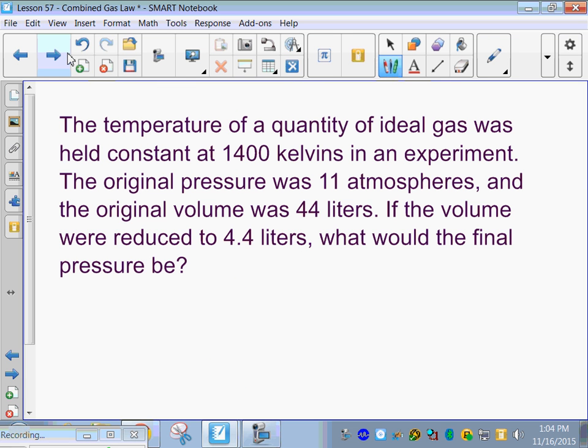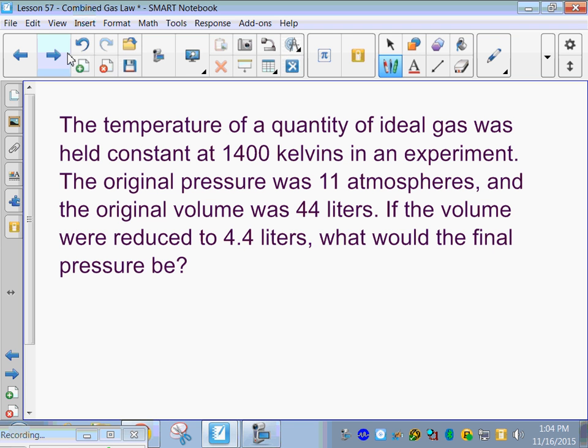Let's try another. The temperature of a quantity of ideal gas was held constant at 1400 kelvins in an experiment. The original pressure was 11 atmospheres and the original volume was 44 liters. If the volume were reduced to 4.4 liters, what would the final pressure be?